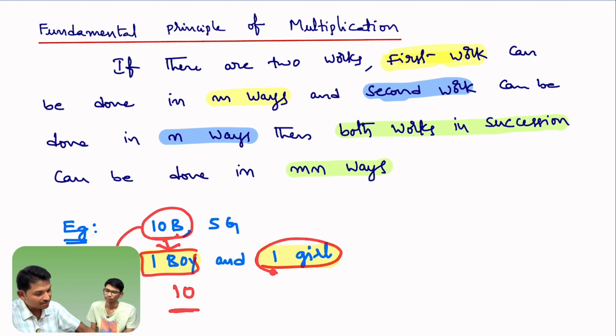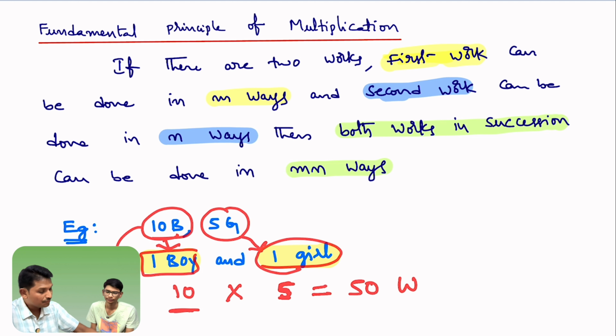How many ways can you select one girl from 5 girls? 5 ways. By the fundamental principle of multiplication, the number of ways of selecting one boy and one girl to represent the class is 10 into 5, which is 50. 50 ways.